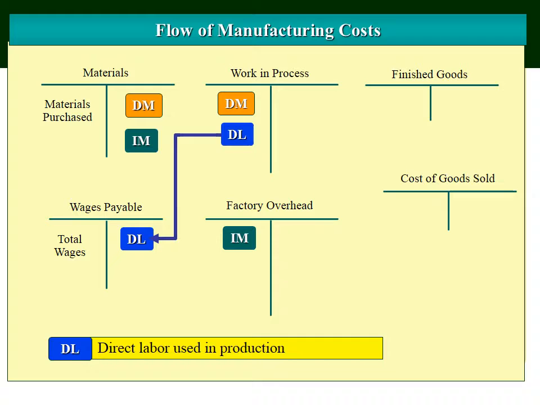Direct labor. Direct labor comes from wages payable. It's labor where it's easy to figure out exactly how much labor is being done in the manufacturing process, so it comes straight from wages payable.